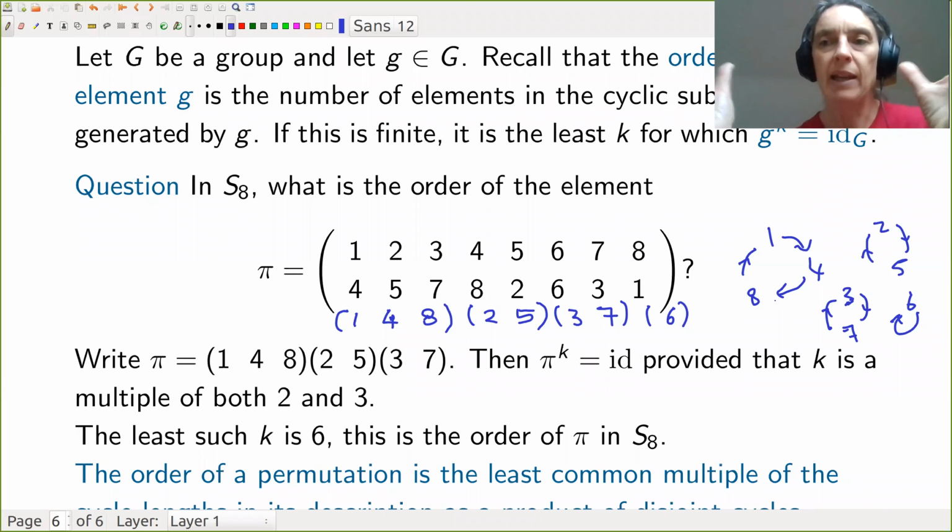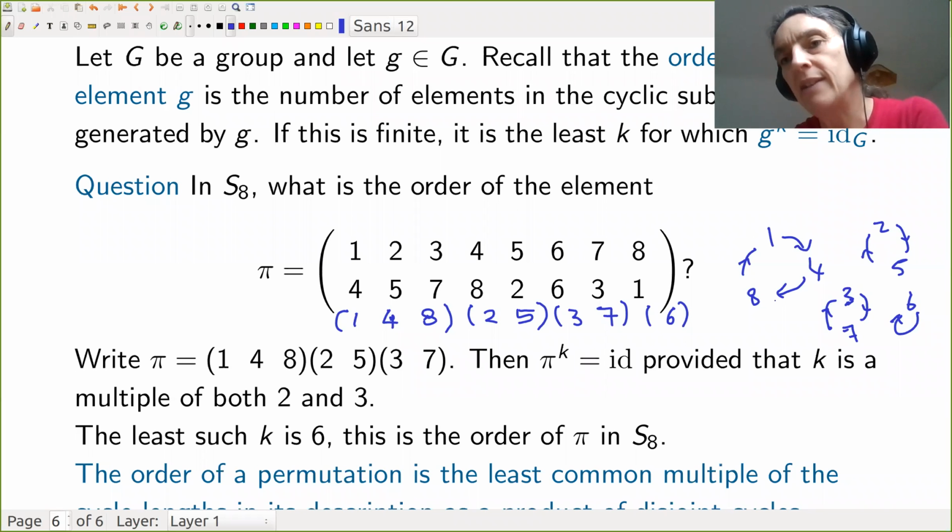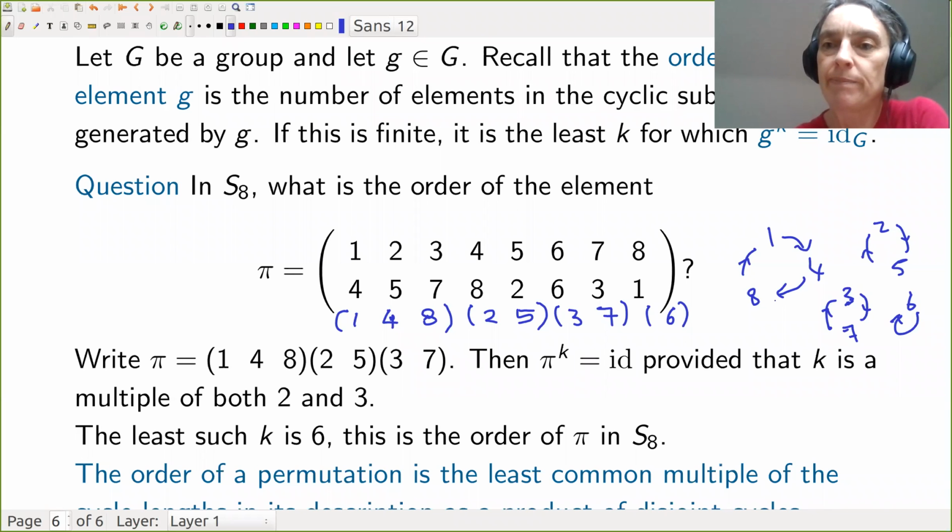So if you want to apply pi a number of times so that everything goes to itself under this repeated application of pi, in order for the elements that are in this 3 cycle, 1, 4, and 8, to be mapped to themselves, the number of times you apply pi must be a multiple of 3. Okay, so the order of pi must be a multiple of 3, otherwise the relevant power of pi doesn't fix the 3 elements 1, 4, and 8.